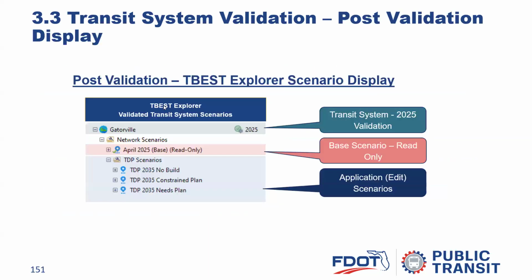Okay, so this is just what it looks like after the fact. So post-validation, your TBEST Explorer scenario. You have your 2025 as your validation year for Gatorville. Our April 2025 becomes base read-only. And then we're going to create TDP scenarios, which are our application scenarios for our TDP, right? So we're going to get to this point where we're base and read-only, and then have our TDP scenarios where we're creating alternative networks and service.